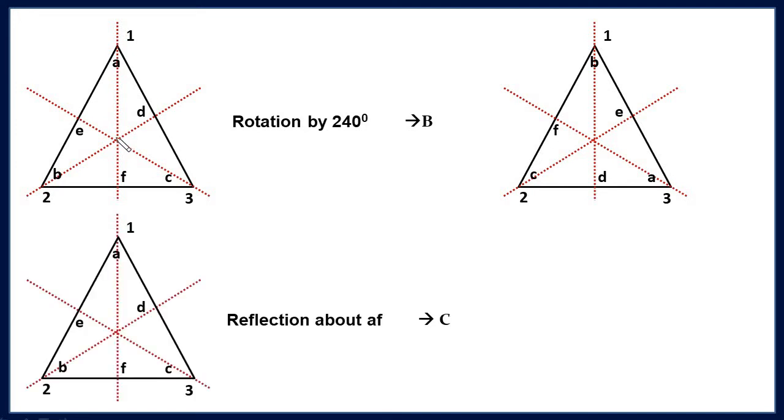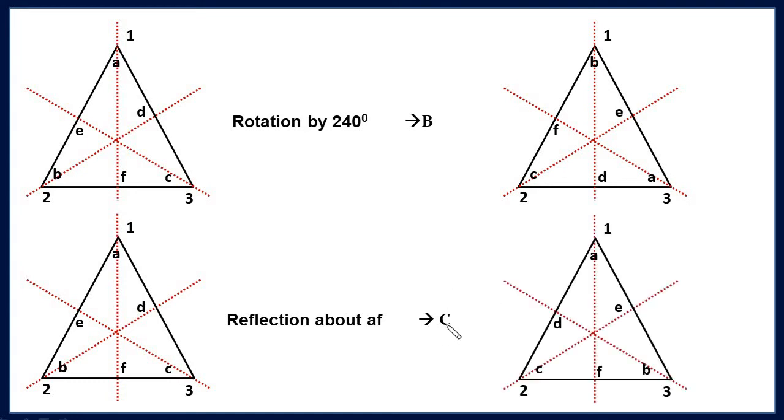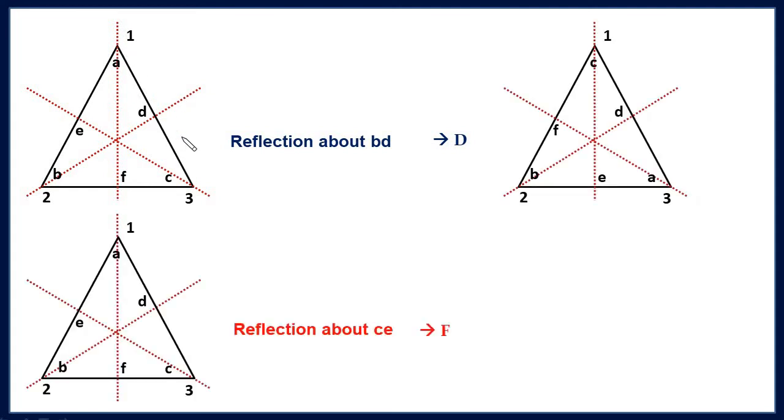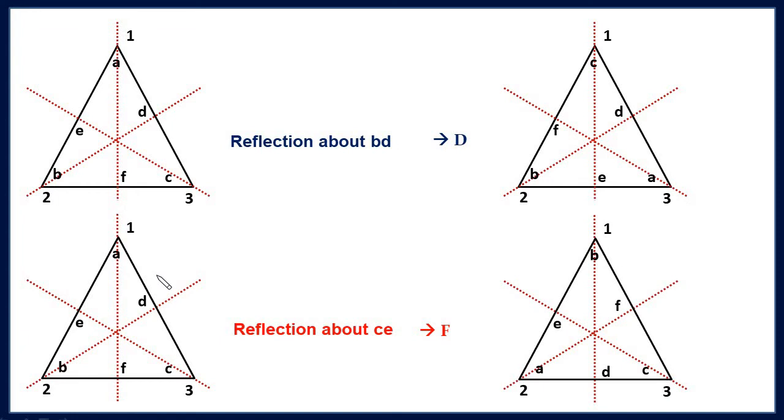Now, reflection about this AF line, that is application of transformation C, it will turn out to be like this. Position of C and B will interchange. Similarly, reflection about this line BD, position of A and C will interchange. And the final one, reflection about this CE line, then the position of A and B will interchange. Now we have seen when we apply these transformations on the system, what will be the resultant state.